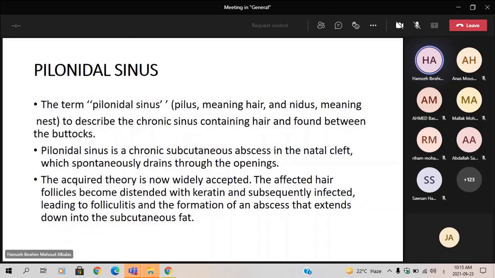Pilonidal sinus, pilus meaning hair, nidus meaning nest, describes a chronic sinus containing hair found most likely between the buttocks. PNS is a chronic subcutaneous abscess in the natal cleft which spontaneously drains through an opening. The acquired theory is now widely accepted. The affected hair follicle becomes stented with keratin, and subsequent infection leads to folliculitis and formation of an abscess that extends down to the subcutaneous fat.